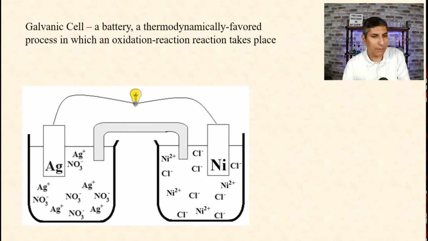It's a battery. So here we have a picture, and I have silver and silver ions on one side of this, and on the other side I have nickel with nickel ions. Of course, I have some spectator ions.